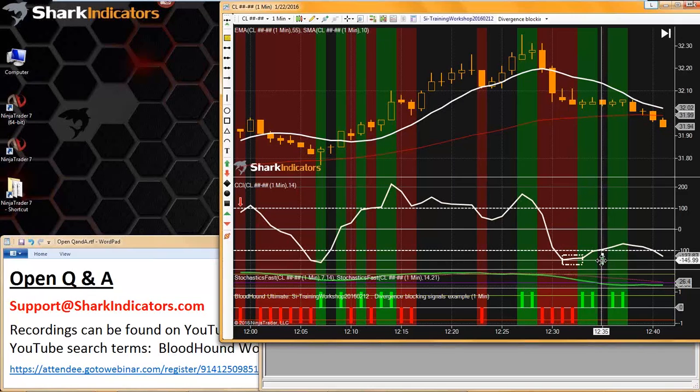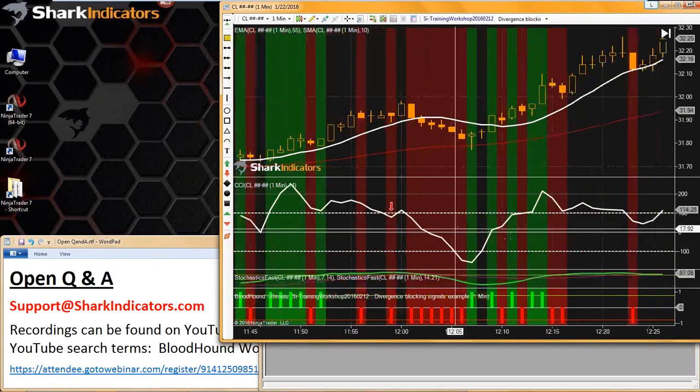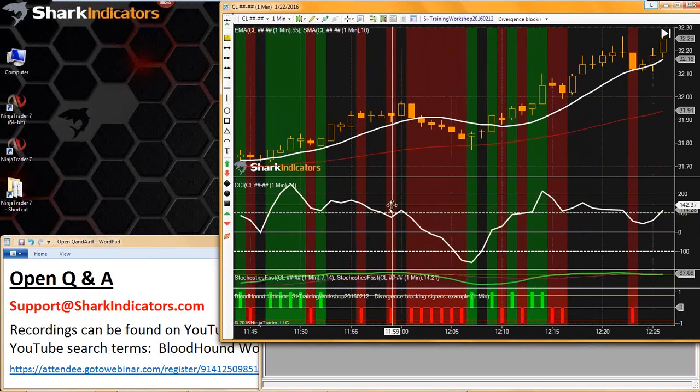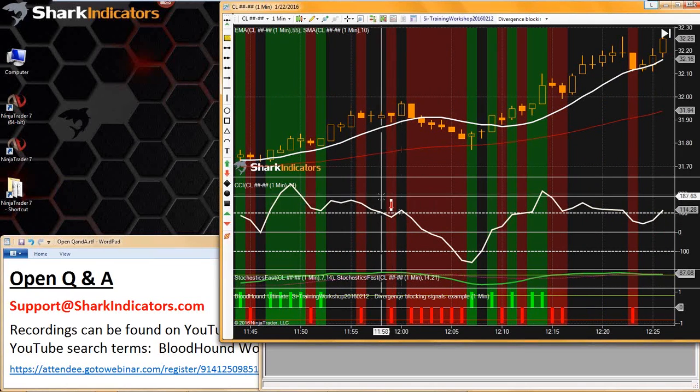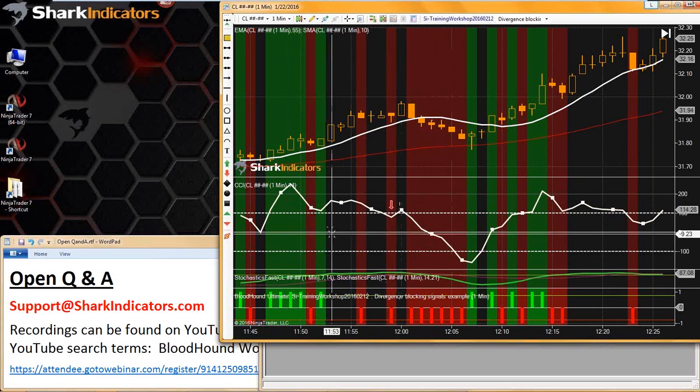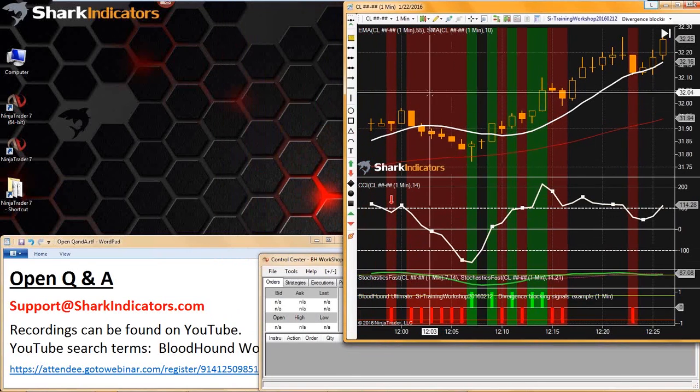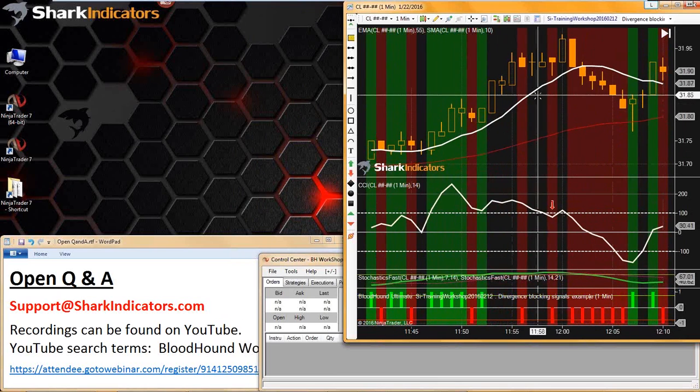So we're going to get a buy signal when it crosses above negative 100, and a sell signal when it crosses below negative 100. And the CCI needs to be above or below the 100s for more than 3 bars. Okay, so that's what we're looking for.